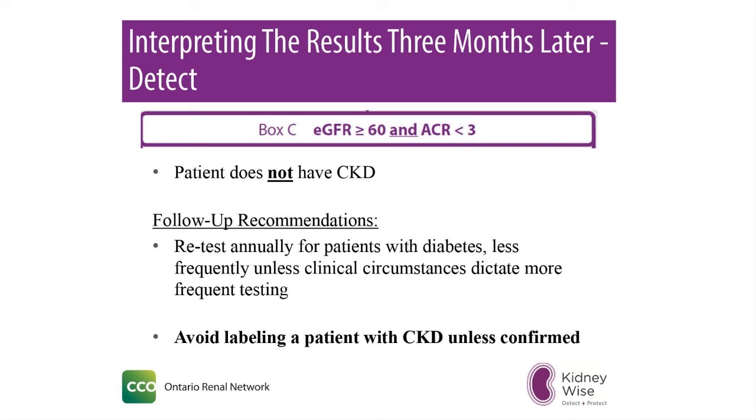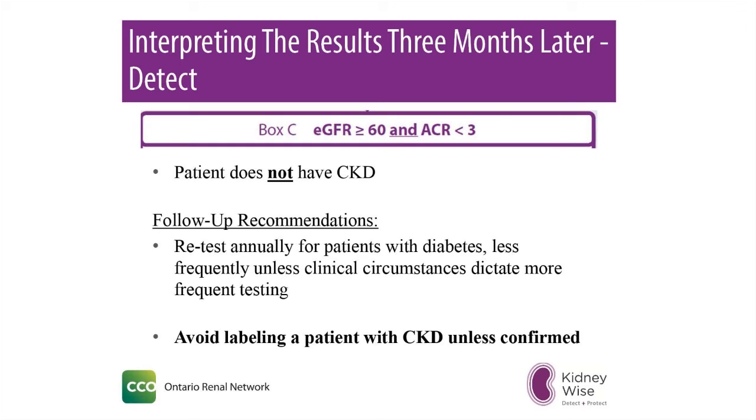You have now repeated the tests 3 months later, and the results have both come back normal. The eGFR is now greater than 60 mils per minute, and the urine ACR is less than 3 milligrams per millimole. As a reminder, if your first urine ACR was abnormal, and now you have a normal urine ACR, please repeat the urine ACR 2 weeks later just to confirm it continues to be normal. In this scenario, the patient does not have chronic kidney disease. The key question now is, when do you follow up on another test for this patient who remains at high risk for chronic kidney disease?